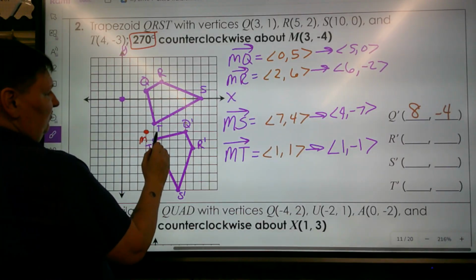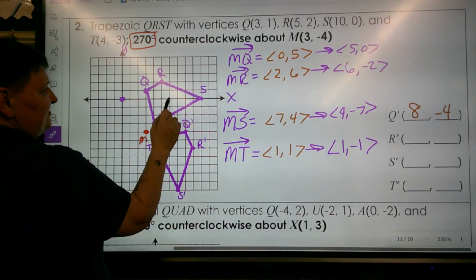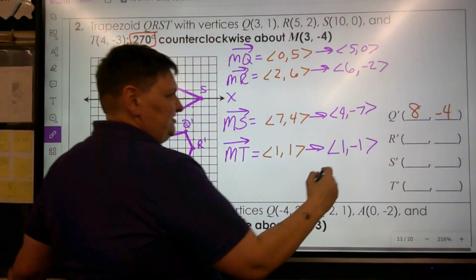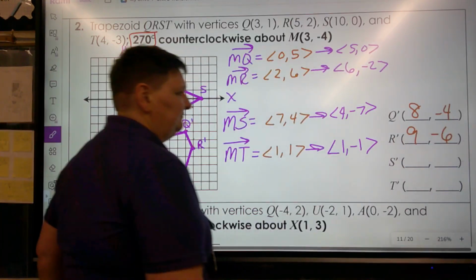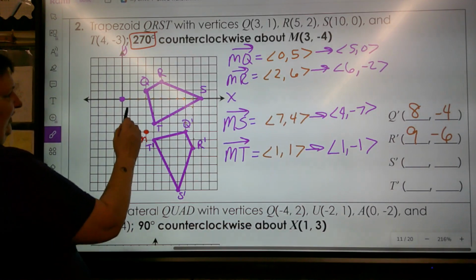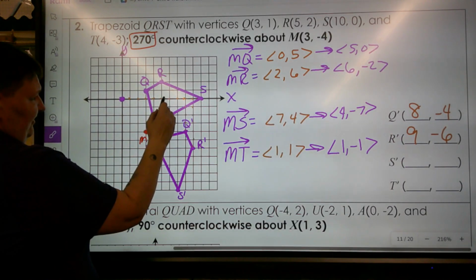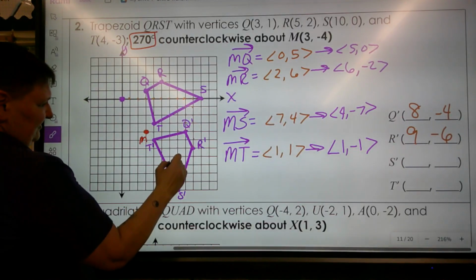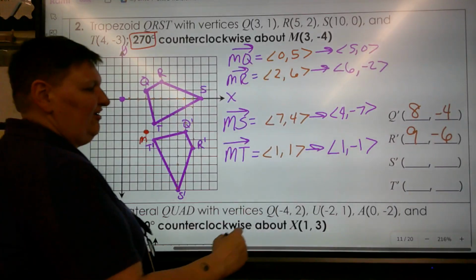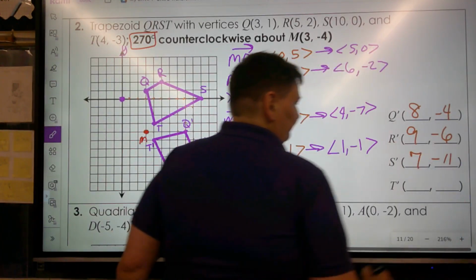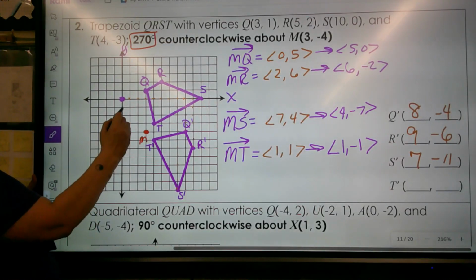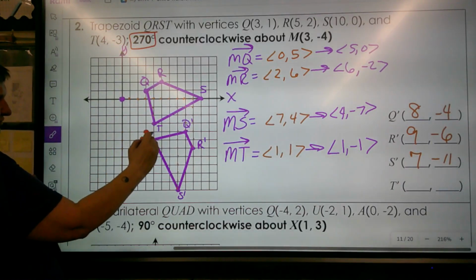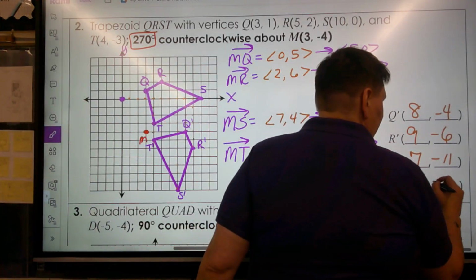For R prime, we had to go 1, 2, 3, 4, 5, 6, 7, 8, 9 blocks to the right. 1, 2, 3, 4, 5, 6 blocks down. S prime, we had to go 7 to the right, 11 down. And T prime, 1, 2, 3, 4 to the right. 1, 2, 3, 4, 5 down. 4 to the right, 5 down.